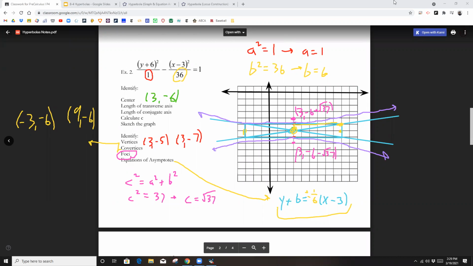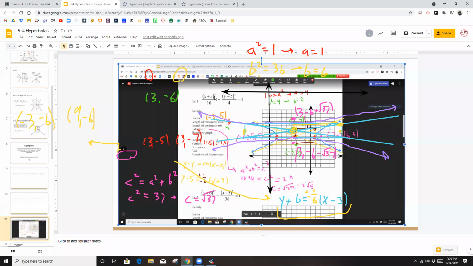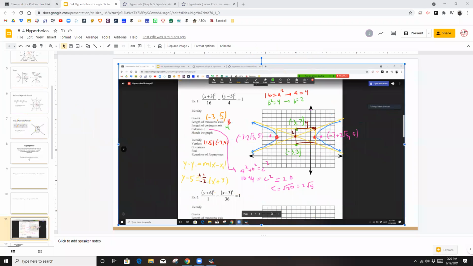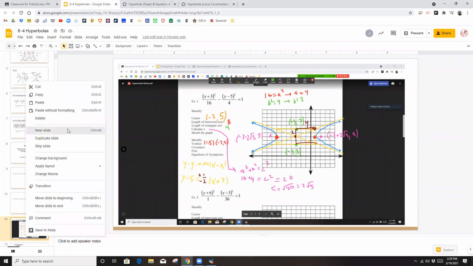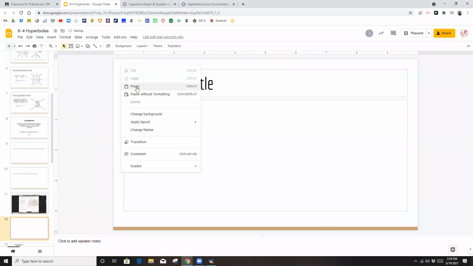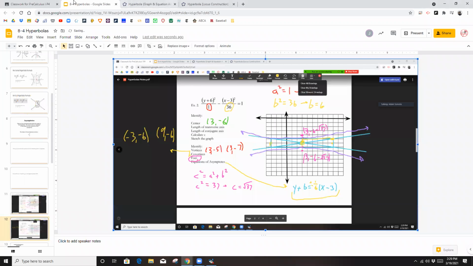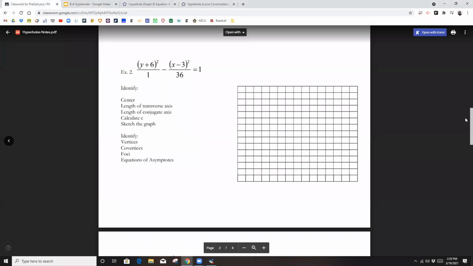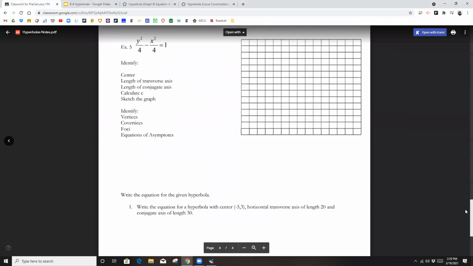All right, so I will copy and paste this too. Print screen. Erase. Make a new slide, and then you've got the two examples right here. Okay, so there's 3 more examples here.